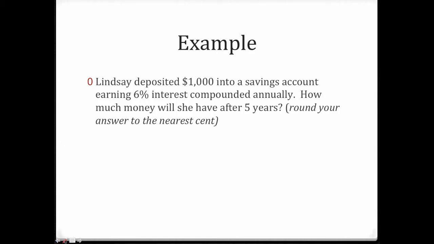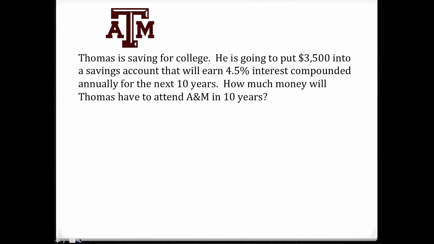Remember, our equation is going to be what the amount of money we're going to have in the end is the initial deposit, my P, times my growth rate of 1 plus, it's 6%, so I'm going to write that as 0.06. And it's going to be a period of 5 years, so that's my time period. And when I plug that into my calculator, I find that Lindsay will have $1,338.23 at the end of 5 years. All right.